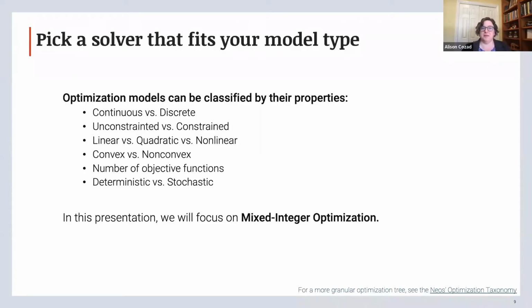So the first thing you're going to want to think about is picking a solver that fits your model type. And this is really going to rule out a lot of solvers for you. It's pretty simple to find out on a given solver if they're going to solve the type of problem that you have. So if you know you have a continuous or discrete problem, if you have constrained versus unconstrained, or maybe different types of curvature, linear to quadratic to nonlinear, and so forth. This is the common way to distinguish model types and a pretty easy way to narrow down your solver. For this presentation, we're going to focus on mixed integer optimization.